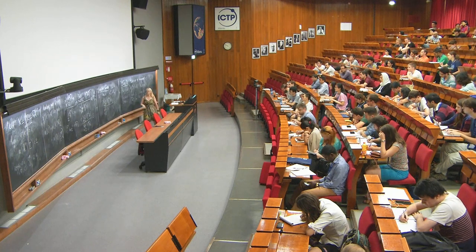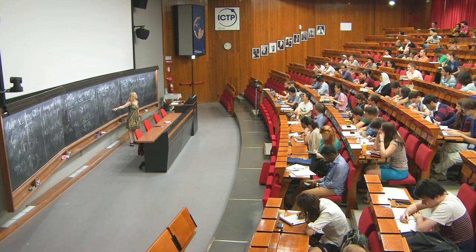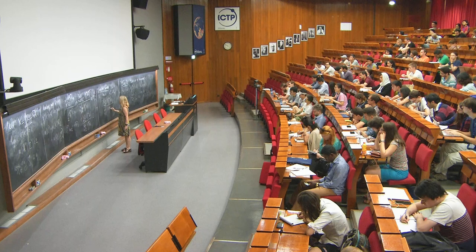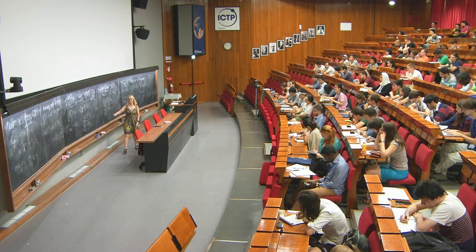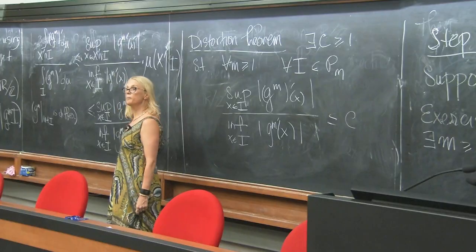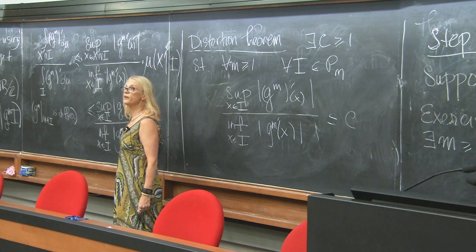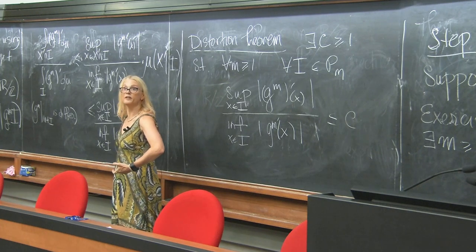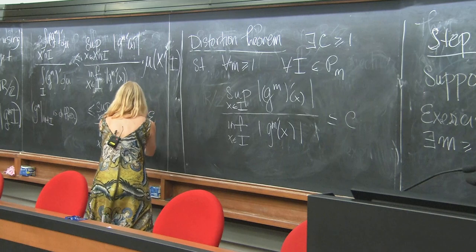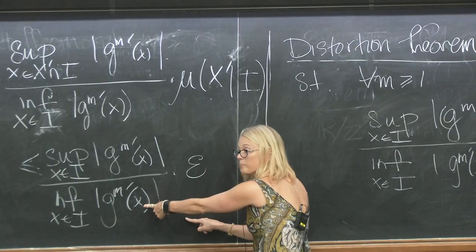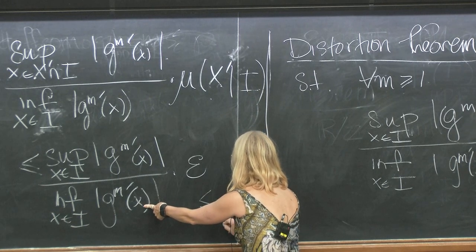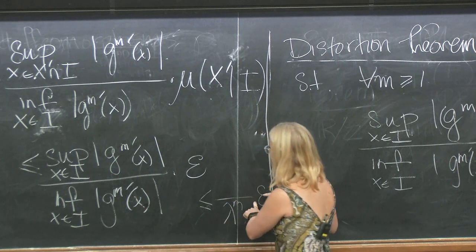Okay, so remember last time, you could do a naive estimate on this ratio. The naive estimate would say, okay, well, we know that the infimum of g to the m prime is greater than the mth power of the infimum of g prime by the chain rule. So this is greater than or equal to lambda to the m. We're not going to use this, but we can get less than or equal to lambda to the m times epsilon.